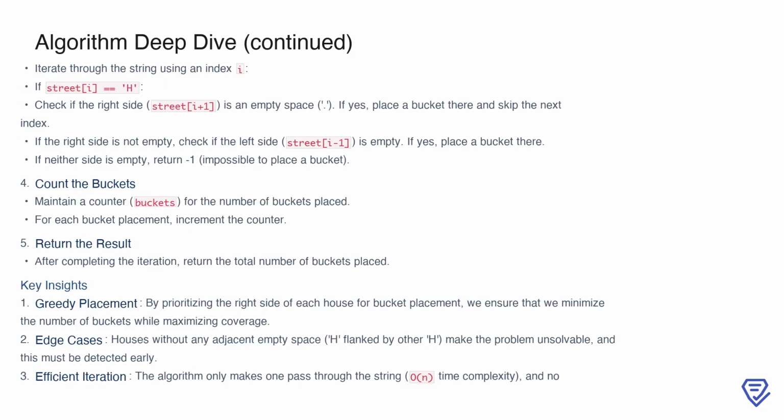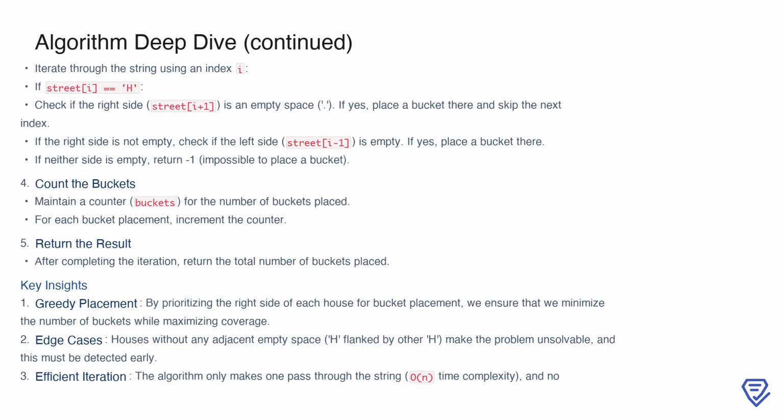Now, let's explore the greedy algorithm. We iterate through the string using an index, i. Whenever we encounter a house at street[i], we check if the immediate right side, street[i+1], is an empty space. If it is, we place a bucket there and skip the next index, as that space has been used.